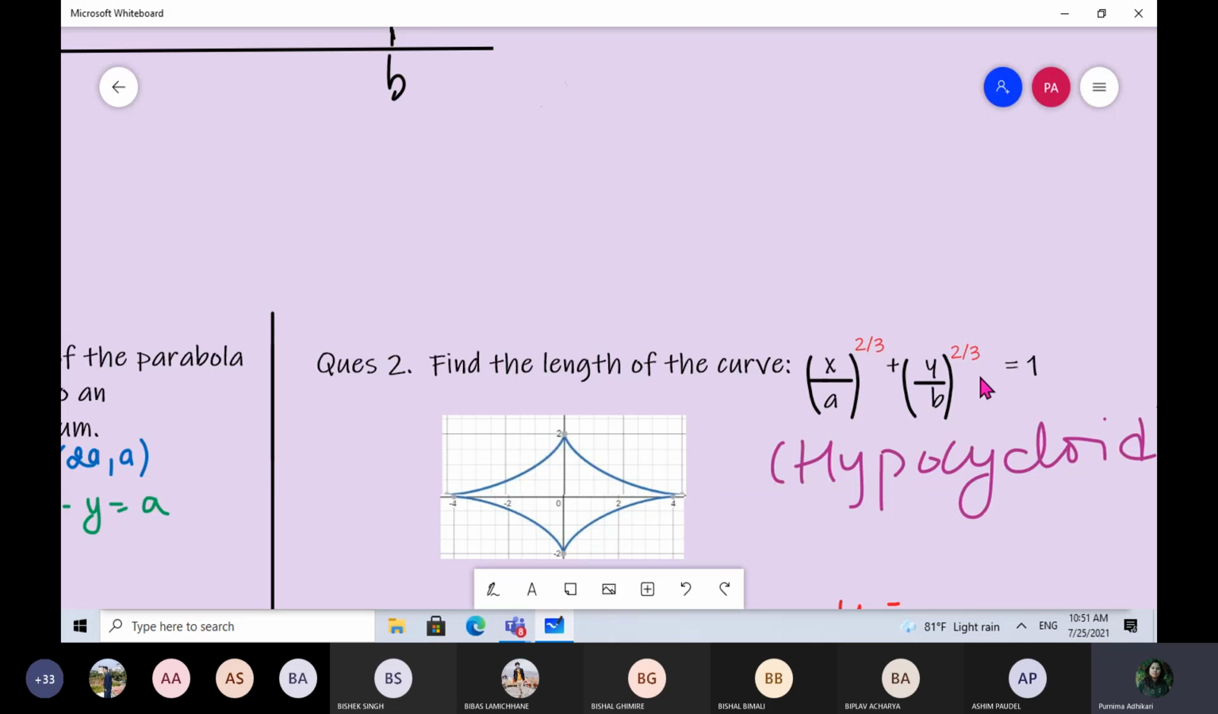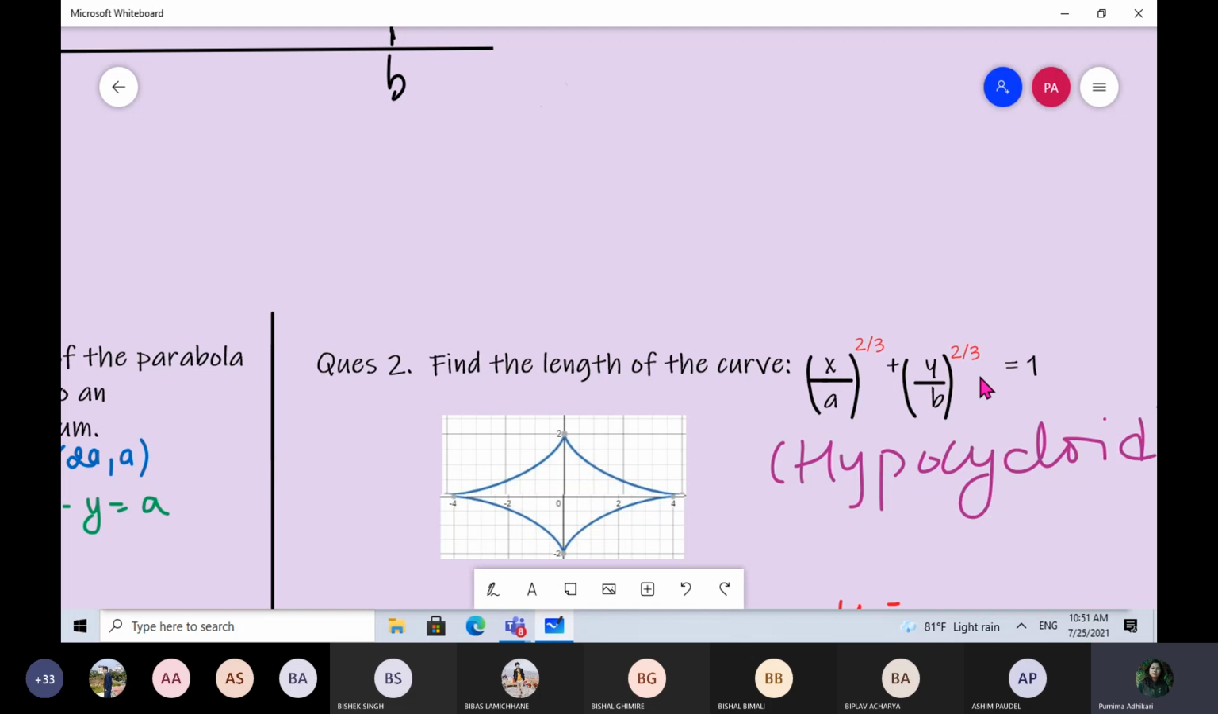We were talking about all the conditions of asteroid. When we decided the conditions of asteroid, we observed that the conditions of asteroid were exactly similar to which curve? Circle, very good. So all the conditions of asteroid were similar to circle. Here, the conditions of hypocycloid will be similar to what? Ellipse. Exactly, ellipse.